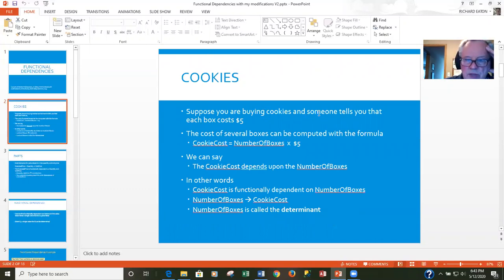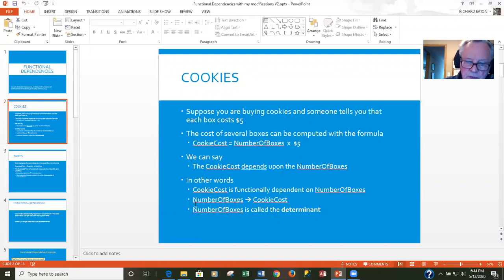Cookies. Suppose you're buying cookies and someone tells you that each box costs $5. The cost of several boxes can be computed with the formula that cookie cost equals number of boxes times 5. That's pretty logical. We can say that the cookie cost depends on the number of boxes. And the word depends is actually rather important here, because when we look at the definitions of normalization and functional dependence, you will see that they often refer to the word depends or determinant. And so the cookie cost here depends on the number of boxes, the number of boxes actually being the determinant. Here's another way of saying it. Cookie cost is functionally dependent on the number of boxes.